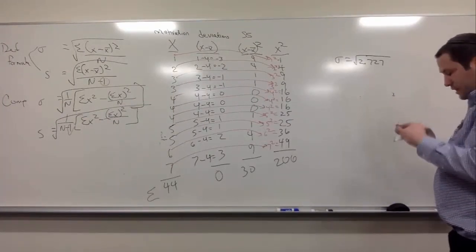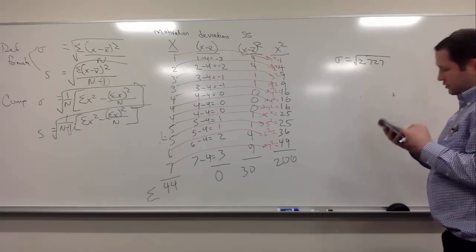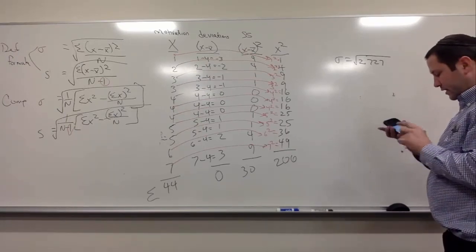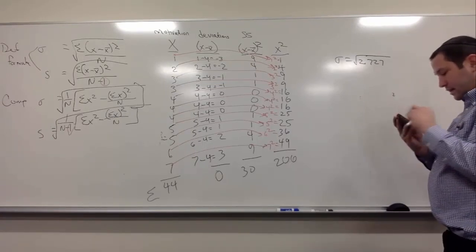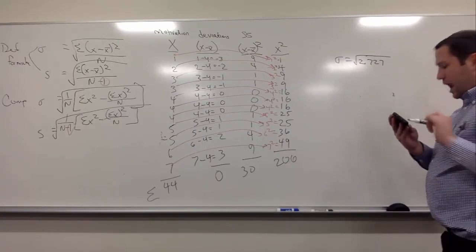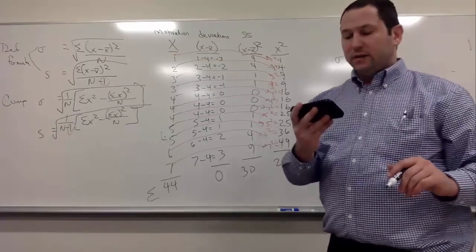And let me clear it. It didn't work. 1 second. I should be working on my calculator. 2.727. And then I take the square root of that value. I get 1.651.